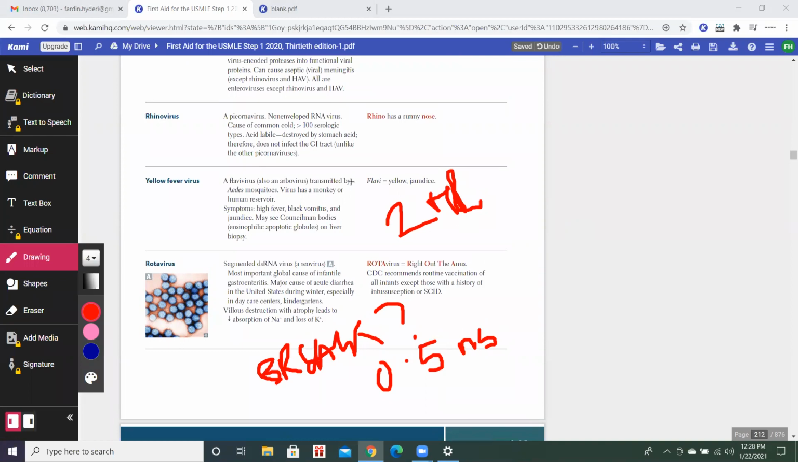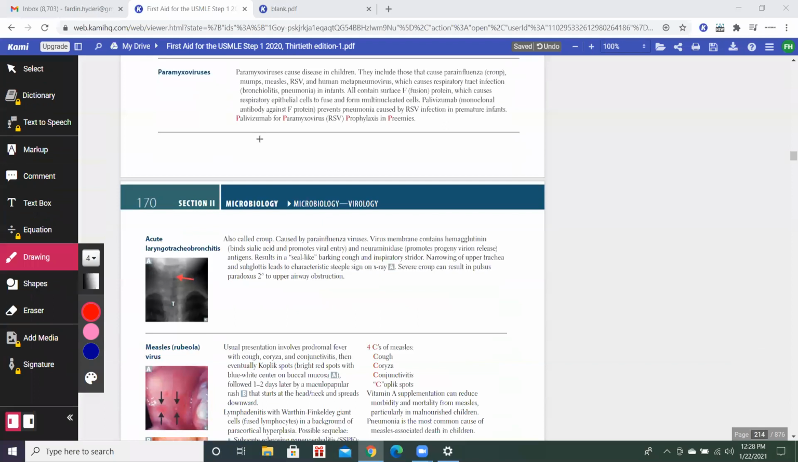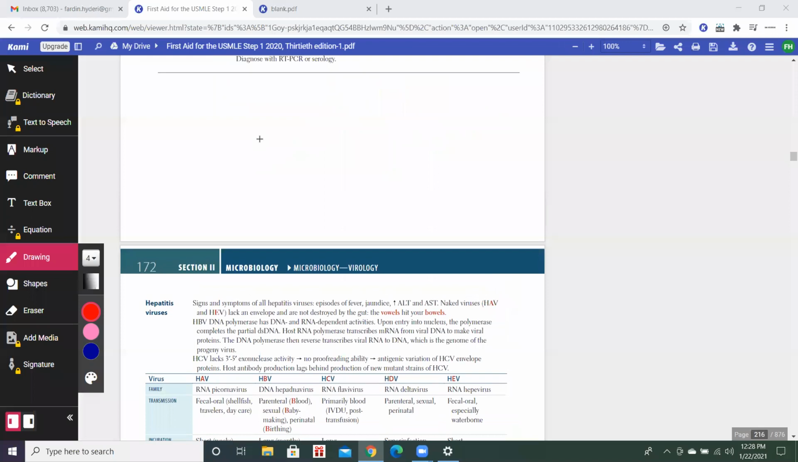Antigenic shift and drift is there. Measles, mumps, rabies, Ebola, hepatitis. We'll try to finish as much as possible. Okay, so let's take that break for 5 to 10 minutes. Let's come back.